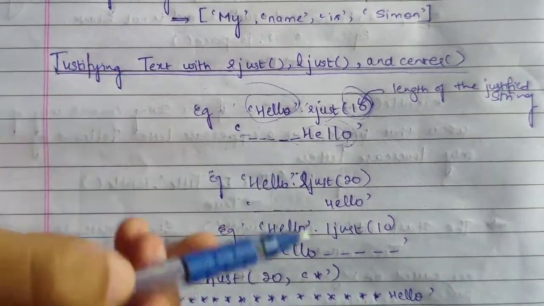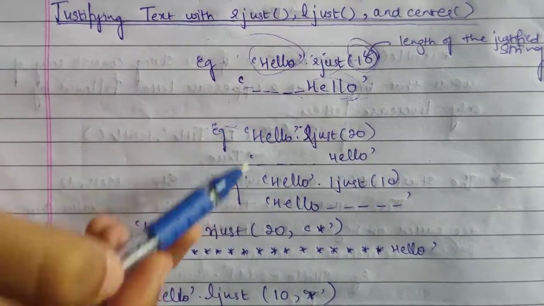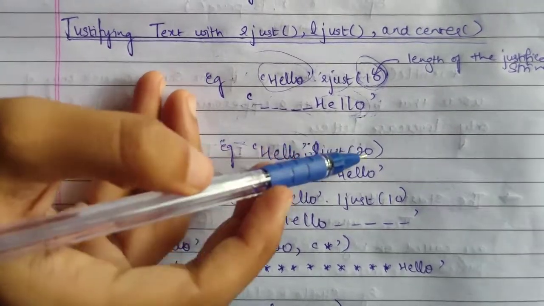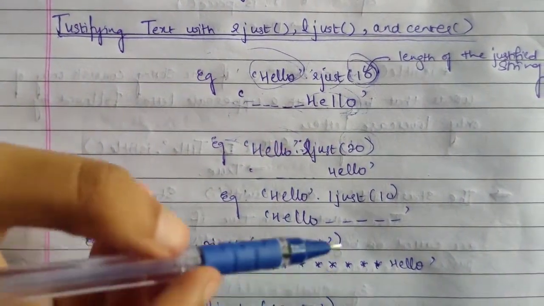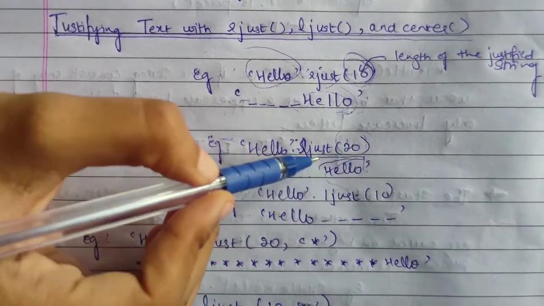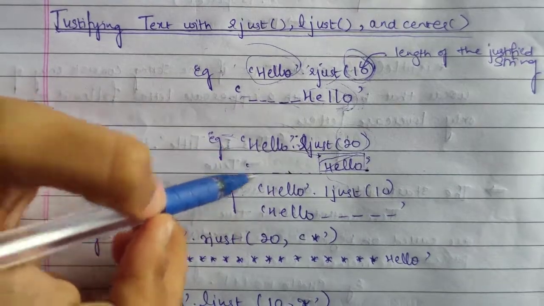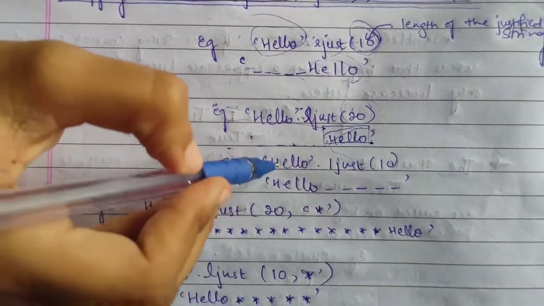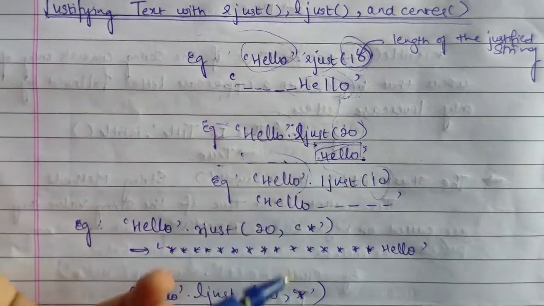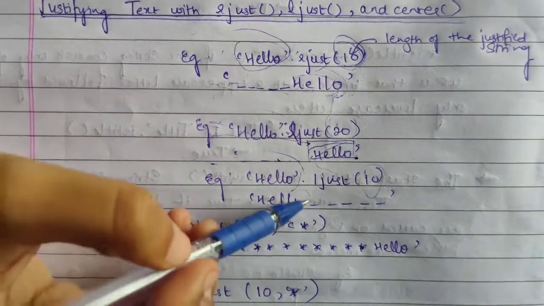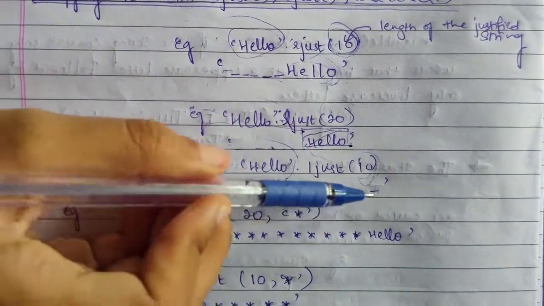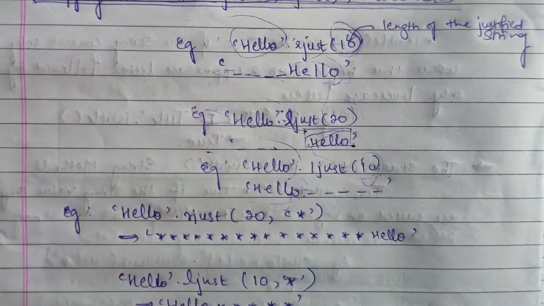Come to ljust, and the same thing for hello. Suppose you have 20 specified for the justified string length, then 5 characters will be taken by hello and the remaining 15 will be spaces. For the same hello with ljust 10, it will be justified towards the left, that is 5 characters, and since the justified string length is 10, it will have 5 more empty spaces.